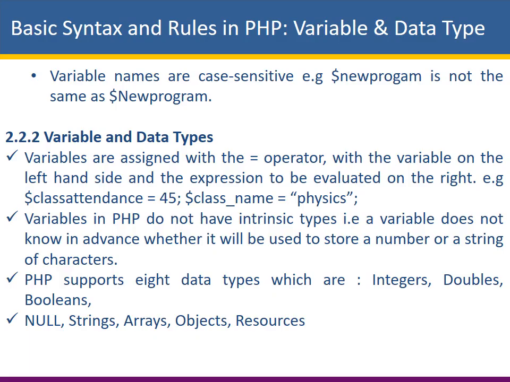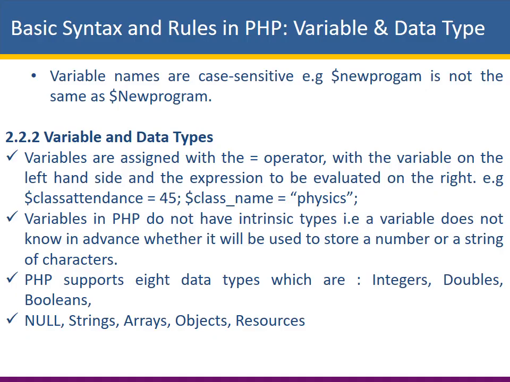So variables in PHP do not have an intrinsic type, and I said earlier they do not know in advance whether they will be used to store a number or a string of characters. PHP also supports 8 data types, and we'll be looking at this. The data types are almost similar to those in Python. So, it has 8 data types.